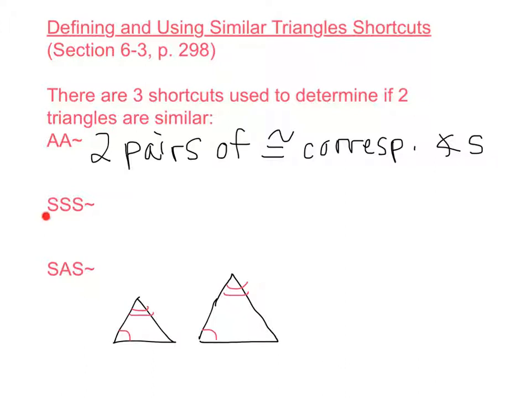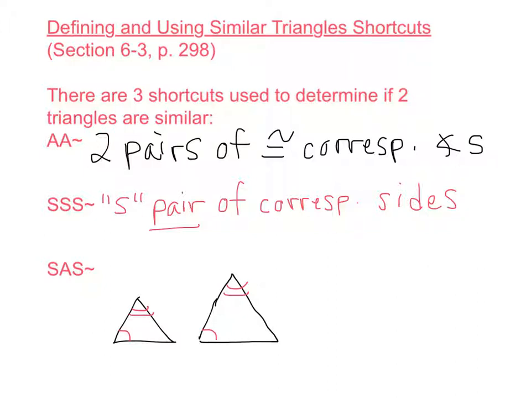Moving on to our next one, that's side, similarity. We need to be aware that any time that there is an S there, each S stands for a pair, okay, of corresponding sides this time, because it's an S. And if we have SSS, that of course means we know three pairs, and we know the three pairs are in the same ratio.